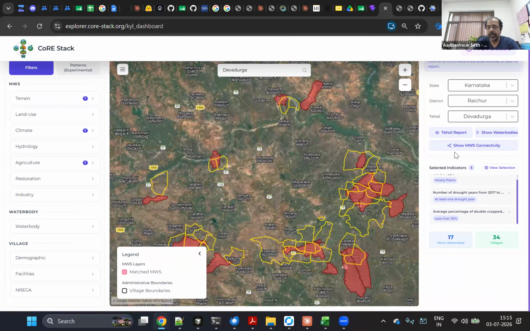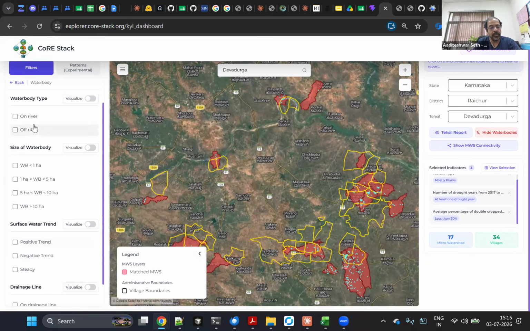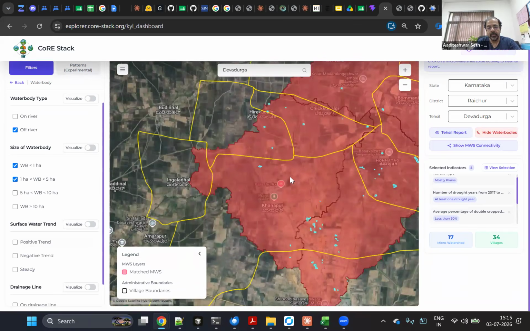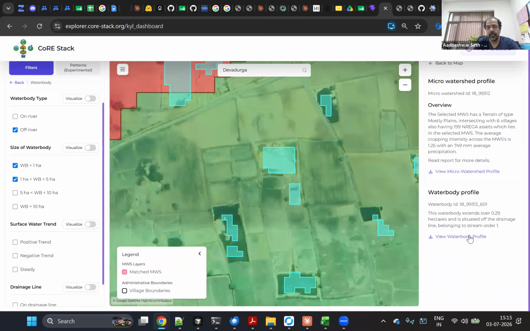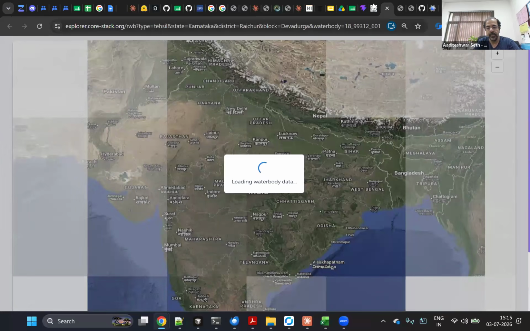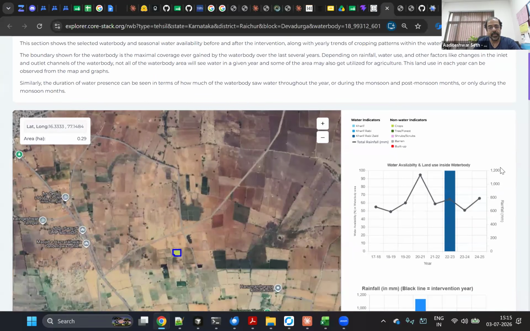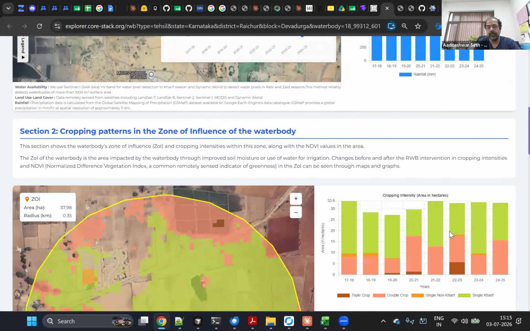Then similarly, we extract water bodies. For all of these water bodies, we know the size, so we can say, okay, only show me small water bodies, don't show me water bodies on rivers, and so on. A lot of these things can be done, and then you can go further. You can look at any of these water bodies. So this is like a farm pond. You can look at a report of the water body and so on. And similarly, you can look at reports of other things, what kind of statistics have been populated for this area.